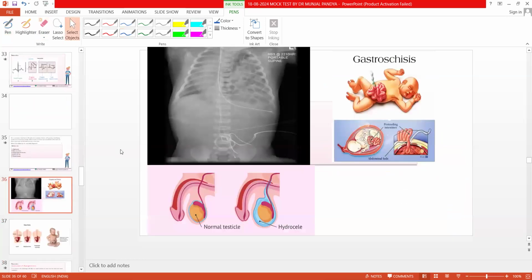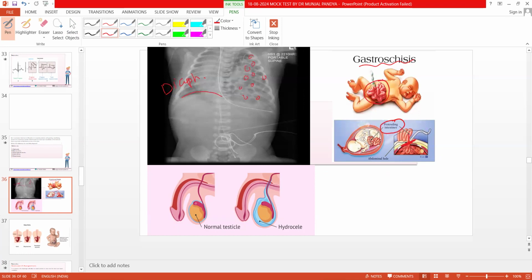So these are five pictures I collected for you. I did a lot of exercise for this PowerPoint. You can see this is a chest. You see multiple air fluid levels here, everything in the chest. So this is a diaphragmatic hernia. This is gastroschisis. You can see the intestine is completely outside the cavity, protruding because of the defect in the anterior abdominal wall. This is gastroschisis.